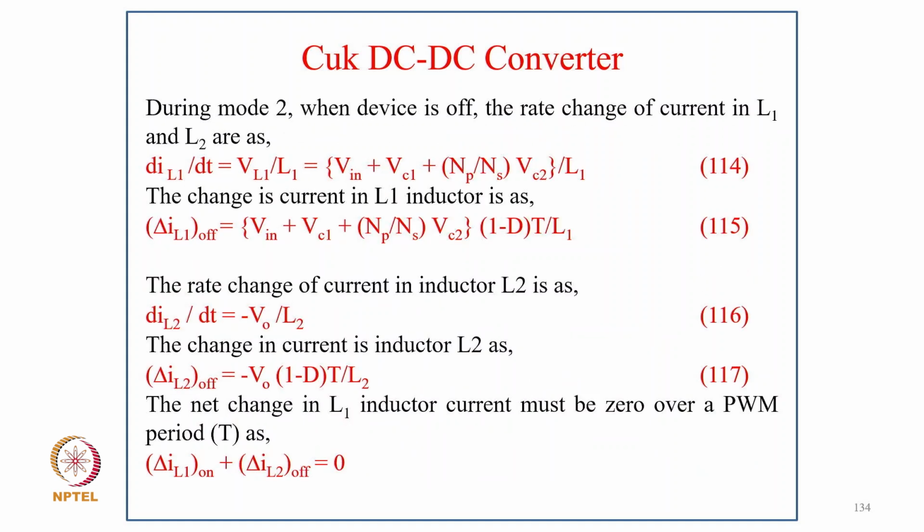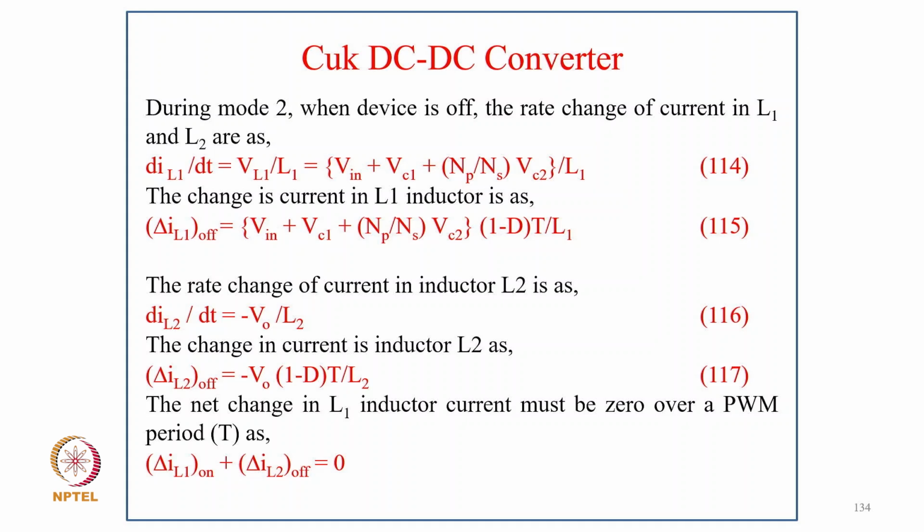So during mode 2, when the device is off, the rate of change of current in inductors L1 and L2 are: dIL1/dt equal to VL1 upon L1 equal to Vin plus VC1 plus (NP upon NS) VC2 upon L1, and the change of current in L1 is delta IL1 off equal to Vin plus VC1 plus (NP upon NS) VC2 into (1 minus d)T upon L1. The rate of change of current in inductor 2, dIL2/dt, equals minus VO upon L2, and the change of current in inductor 2, delta IL2 off, equals minus VO into (1 minus d)T upon L2.